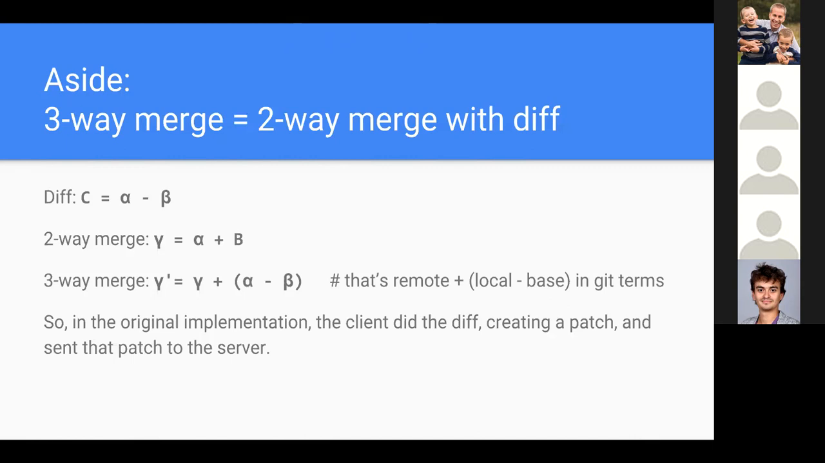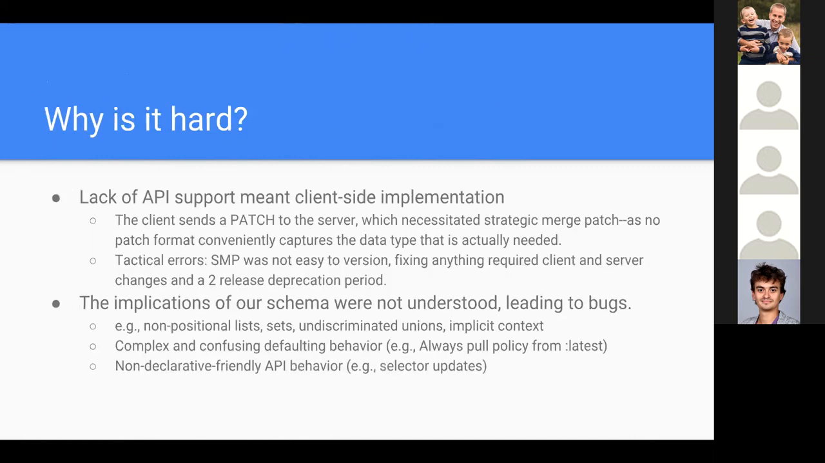Incidentally, I may cover that later. So in the current implementation of kubectl apply, the client does the diff operation, constructs a patch in strategic merge patch format, sends that patch to the server, and then the server does the two-way merge operation with the strategic merge patch. So that's problematic, but we'll probably come back to that.